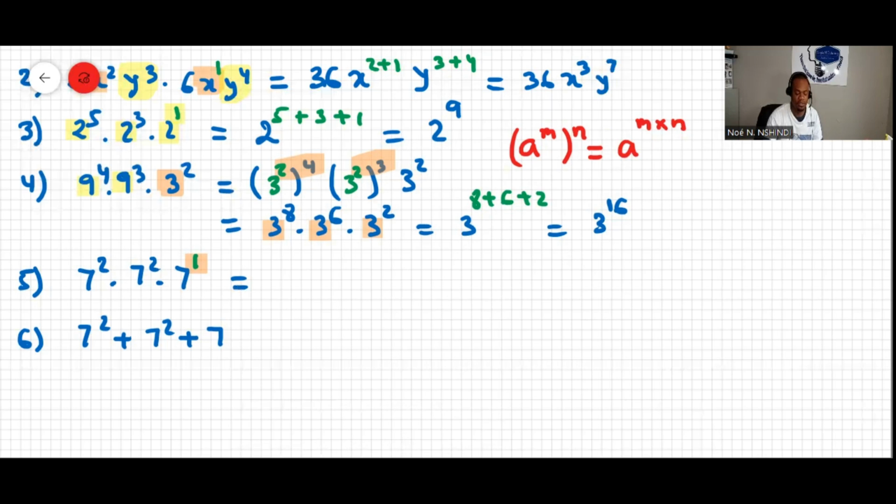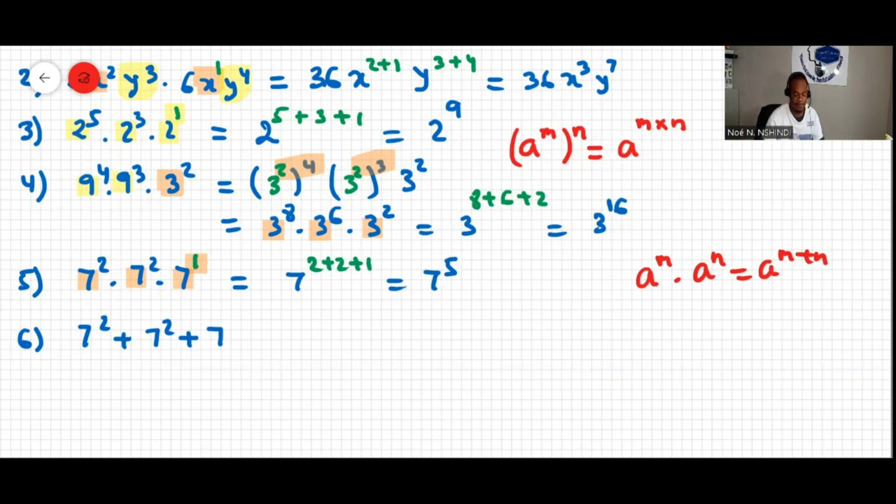Over here, notice that the bases are common. Okay, we have 7, 7, 7 there. According to this law of exponents, a to the m multiplied by a to the n is equal to a to the m plus n, we can just write one 7 there and then add the exponents. So we'll do 2 plus 2 plus 1, and this is equal to 7 to the power of 5.